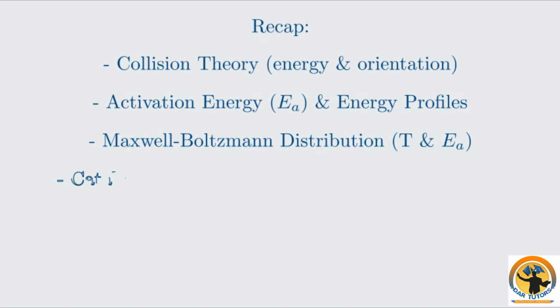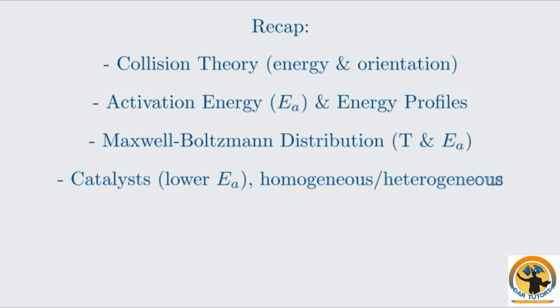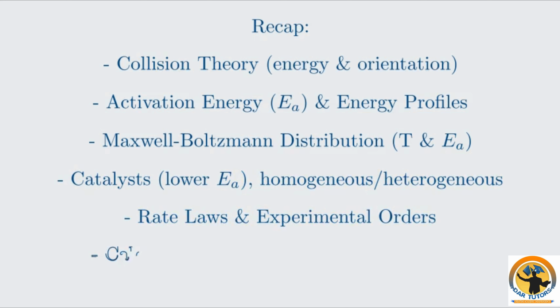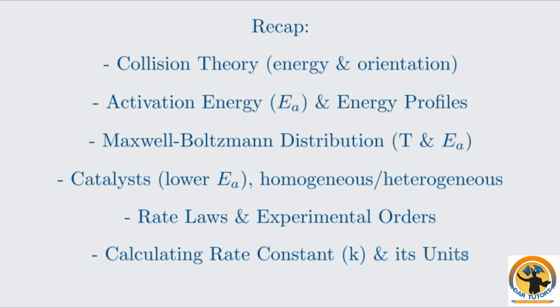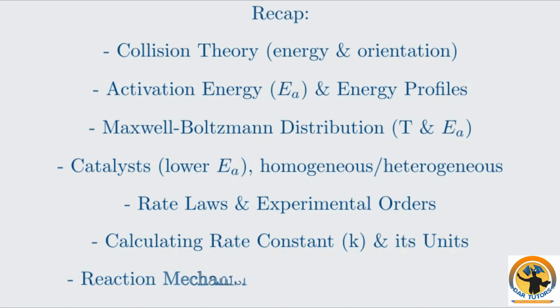We then introduced catalysts as agents that lower E sub A and explained the difference between homogeneous and heterogeneous catalysis. We then shifted to a quantitative description. We defined the rate law and the orders of reaction, emphasizing that they are determined experimentally. We explained how to deduce a rate law from initial rates data and used it to calculate the rate constant K and its units. We discussed reaction mechanisms, molecularity, and the rate-determining step.